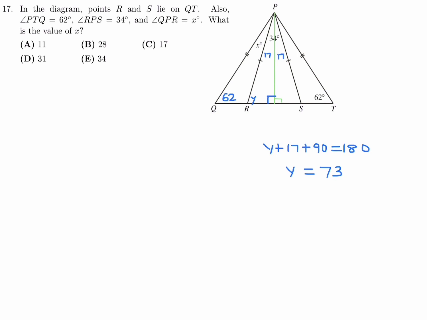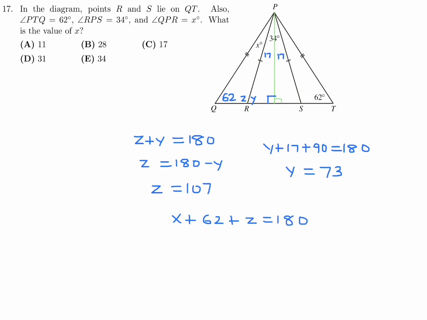And then if this is, say, z, we know that z plus y is equal to 180. So that means z is 180 minus y, and therefore z is 107. And then finally, x plus 62 plus z is 180, and z is 107. So x plus 62 plus 107 is 180. And then solving, we get x equal to 11, right?